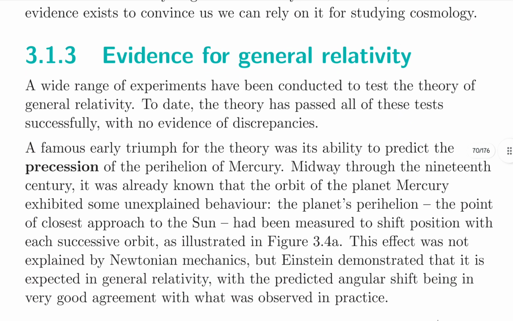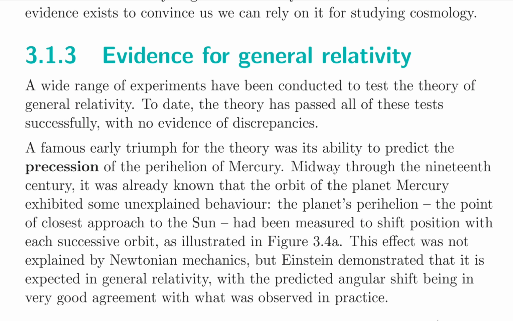Evidence for general relativity. A wide range of experiments have been conducted to test the theory of general relativity. To date, the theory has passed all these tests successfully with no evidence of discrepancies. A famous early triumph for the theory was its ability to predict the precession of the perihelion of Mercury. Midway through the 19th century, it was already known that the orbit of the planet Mercury exhibited some unexplained behavior.